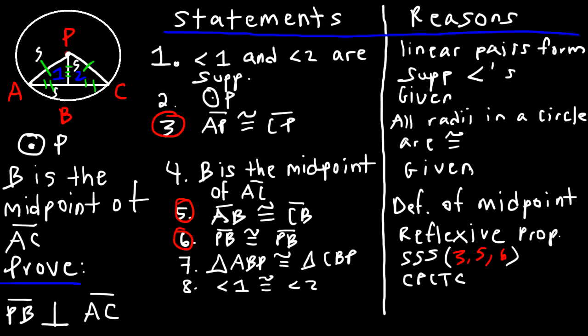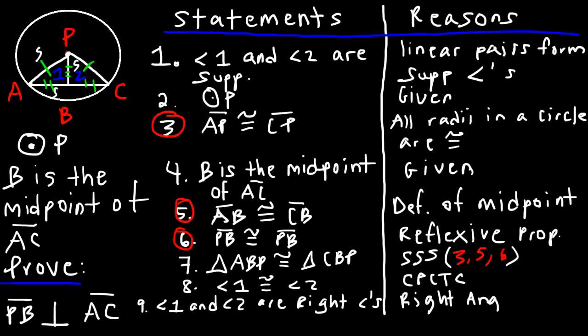And let me make some more space here. So in statement 9, we can say that angle 1 and angle 2 are right angles. Now, what's the reason for this? You could write out a sentence if you want, but I'm going to say it's the right angle theorem due to the lack of space. I'll explain how to write the sentence once I clear away the page. But for now, let's say it's the right angle theorem.